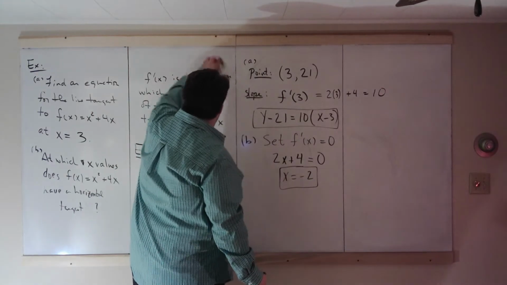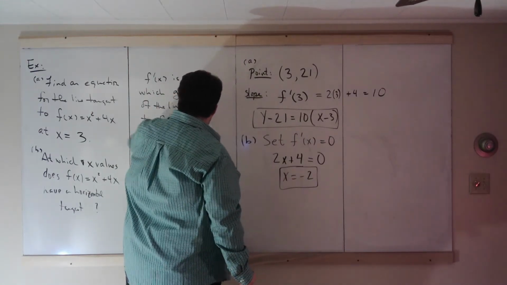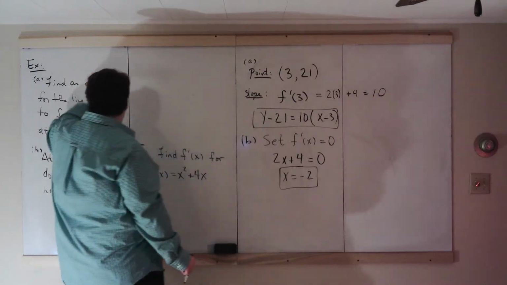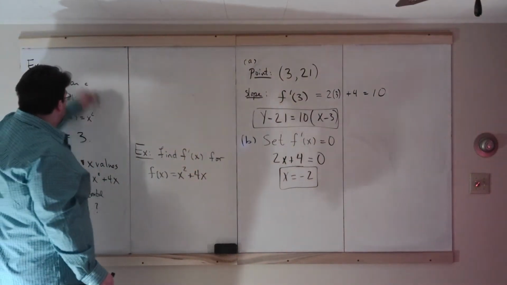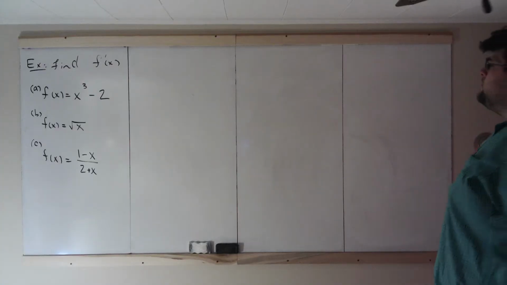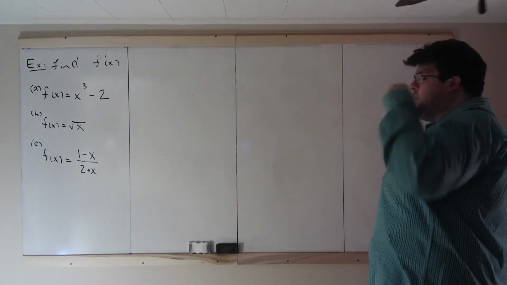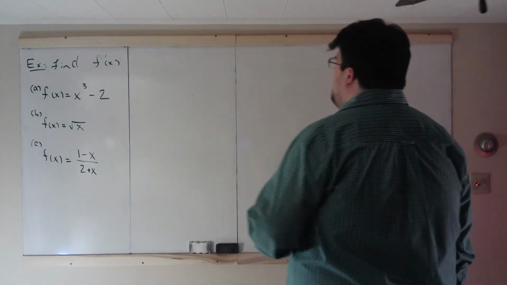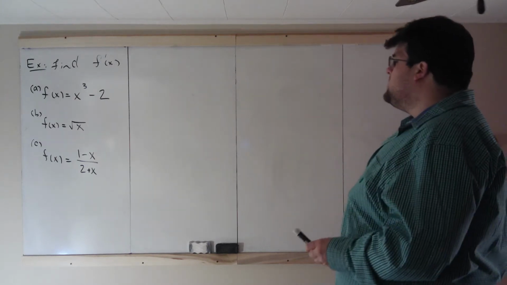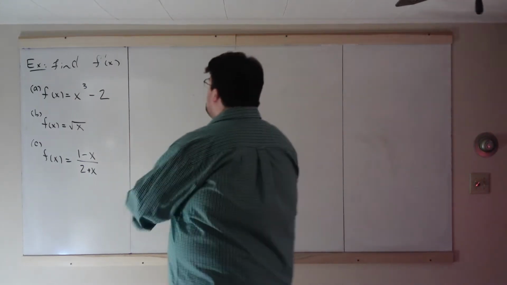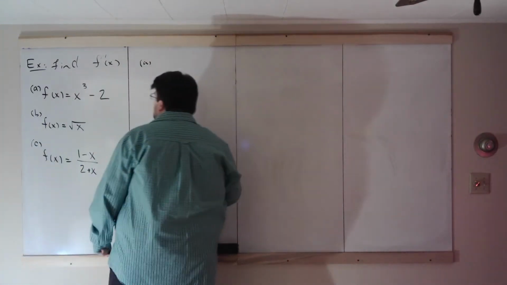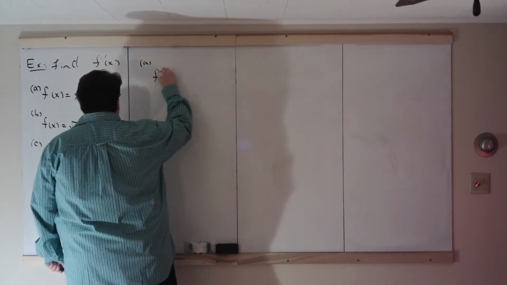Let's do a couple more derivative computations. Now let's do 3 more. So let's find f prime of x for these 3 functions. First one, x cubed minus 2. Second one, root x. Third one, 1 minus x over 2 plus x. And the only way we know how to compute the derivative right now in this class is using the limit, using the definition.